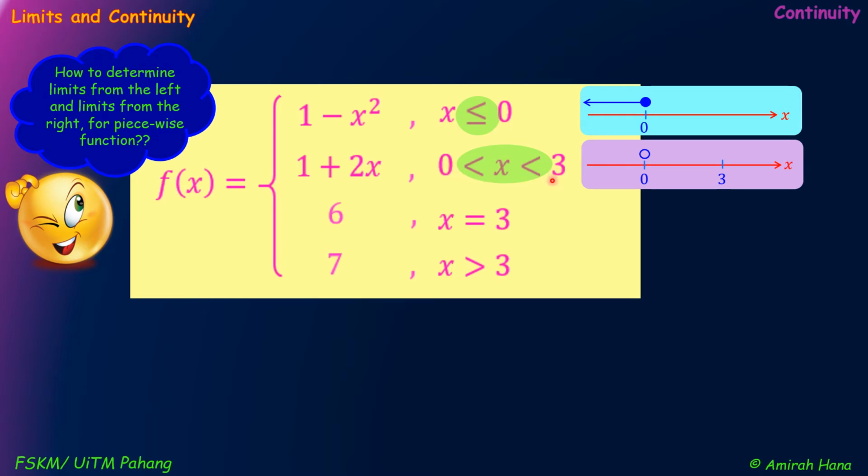Okay, and then same goes to 3 here. There is no equal sign here, so we put a hole here at x equals to 3. And then from here 0 less than x, we can also read as x greater than 0.